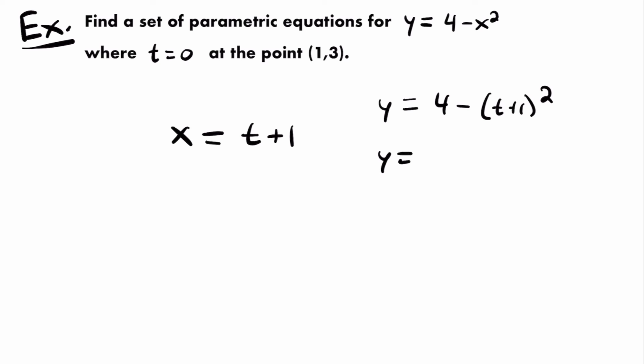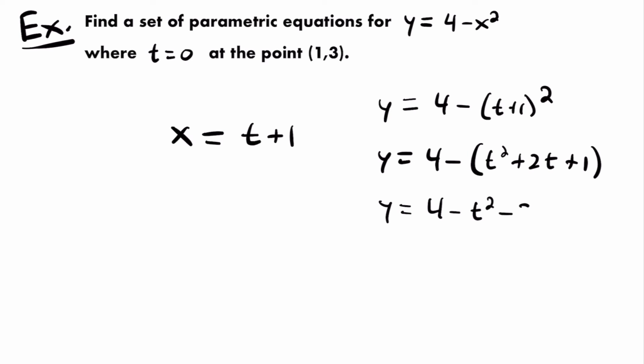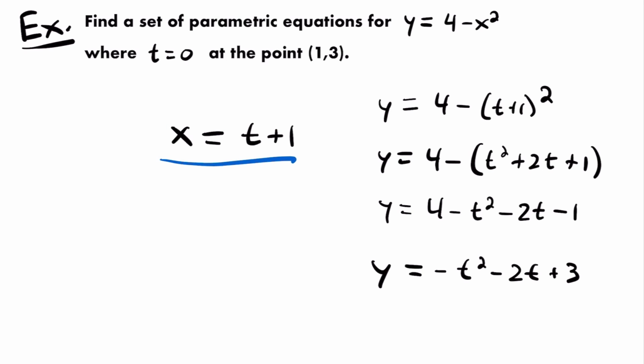All right, so we'll have y is equal to 4 minus t squared, that's the first term squared, multiply these two terms together, t times 1 is t, and then multiply by 2, so we'll have plus 2 times t, and then square the last term, and we'll have plus 1. All right, now we can distribute this negative through this quantity, and we'll have that y is equal to 4 minus t squared minus 2t minus 1, and now we can combine these two constants. 4 and negative 1 become positive 3, so we'll have y is equal to negative t squared minus 2t plus 3. All right, and so now we have two parametric equations, one for x and one for y.